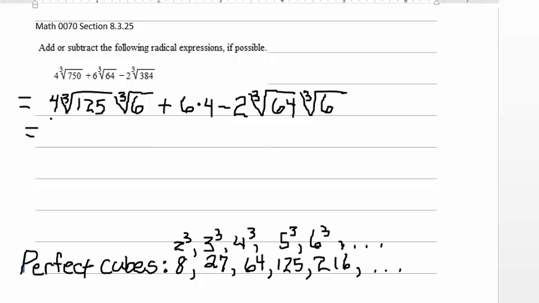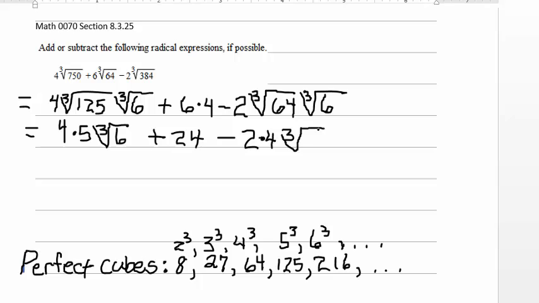So now I'll apply the cube roots to the perfect cubes. So cube root of 125 is 5. So this is 4 times 5 times the cube root of 6. Plus 6 times 4 is 24. Minus 2 times the cube root of 64, which is 4. So minus 2 times 4 times the cube root of 6.